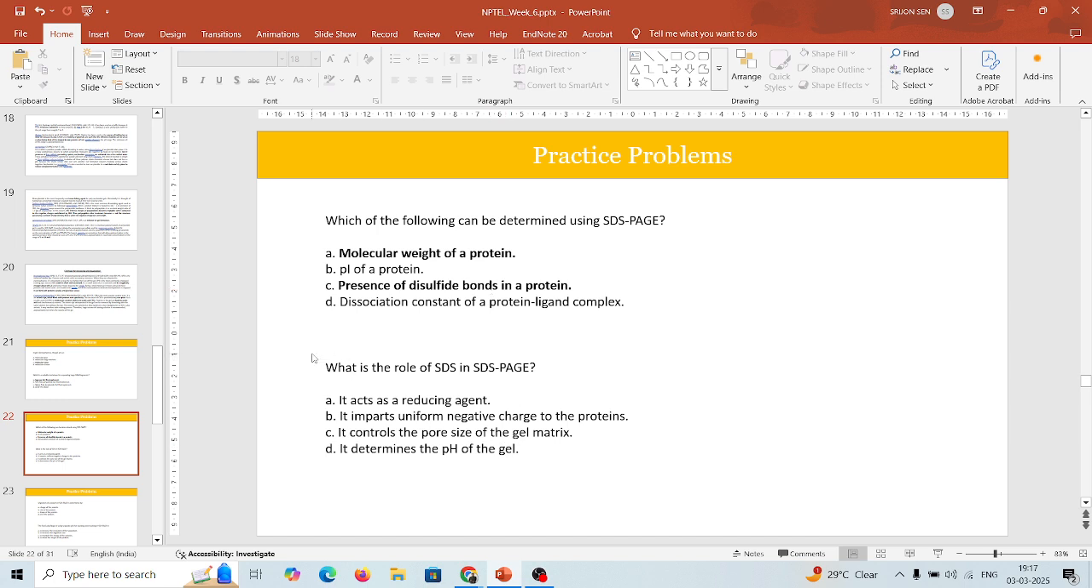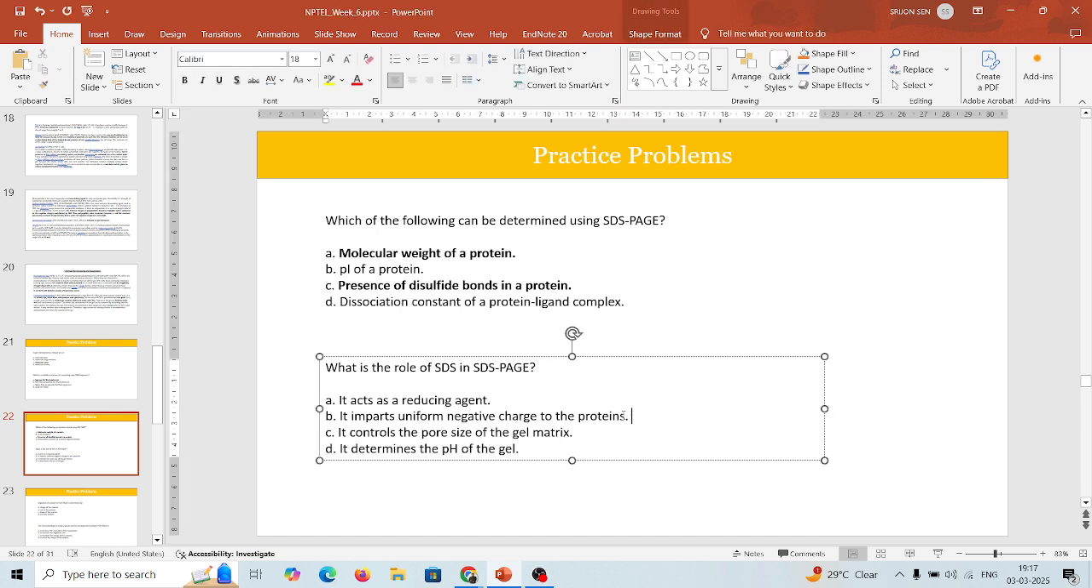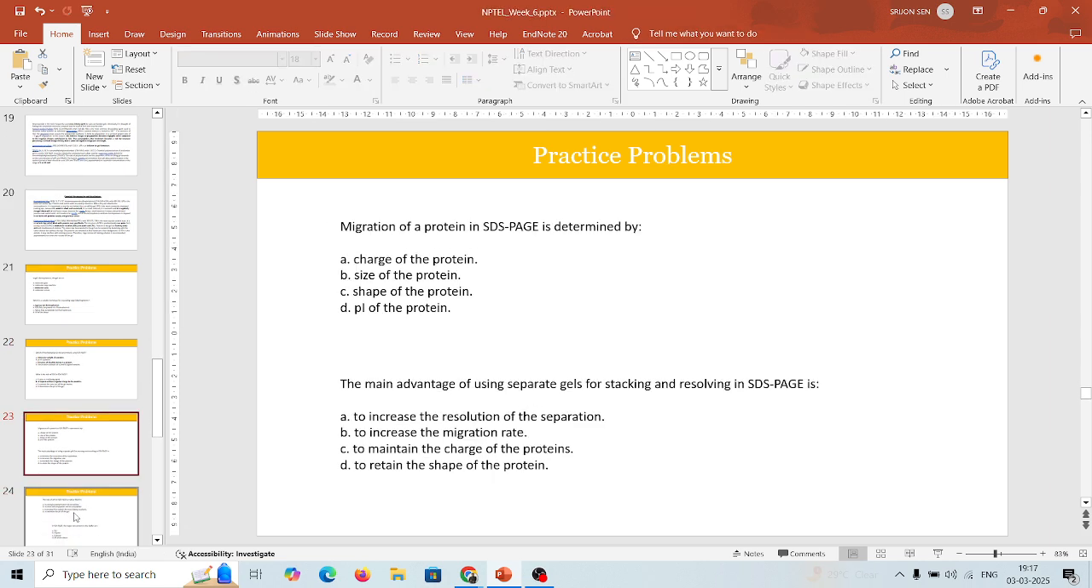Now what is the role of SDS in SDS page? Absolutely correct. It imparts uniform negative charge to the proteins. Migration of a protein in SDS page is determined by charge of the proteins, size of the protein, shape of the protein, or PI of the protein.